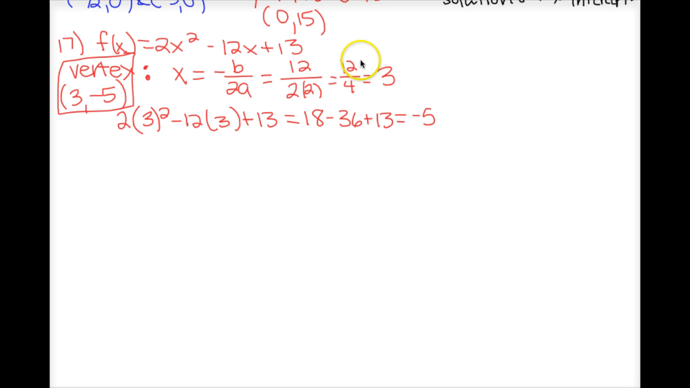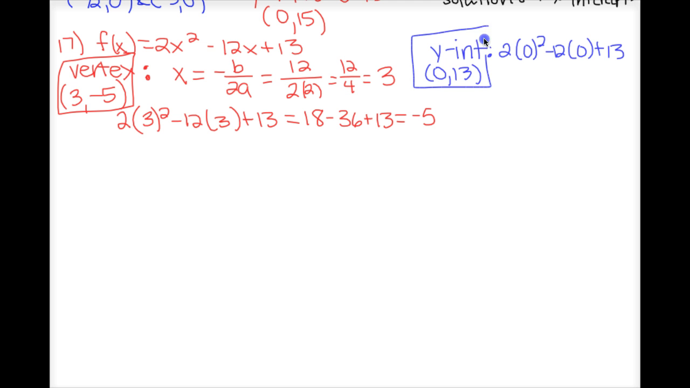X-intercepts, we already talked about how to find by hand up here, same with y-intercept, but it might look a little different depending on the problem. So the y-intercept, I plug in 0 for x. So 2 times 0 squared minus 12 times 0 plus 13. So 0, 0, 13. So the y-intercept is 0, 13.